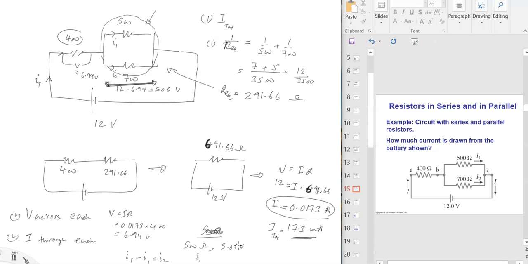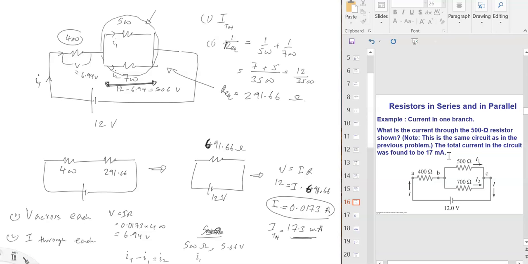Okay, we are at the 30 minutes mark. Let's see what else we have. This looks like the answer to the previous question. The current in the circuit was found to be 70 milliamps. It's asking what is the current through the 500 ohm resistor. So give it a try. Let's see what else.